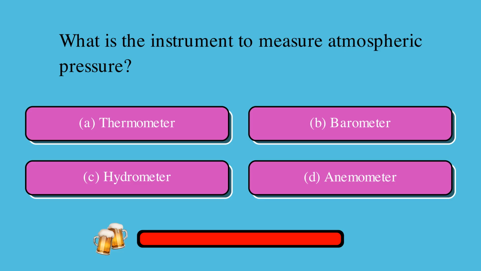What is the instrument to measure atmospheric pressure? Is it A, thermometer, B, barometer, C, hydrometer, or D, anemometer? The correct answer is B, barometer.